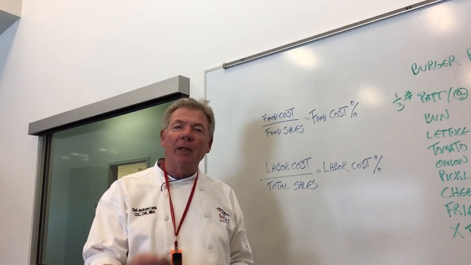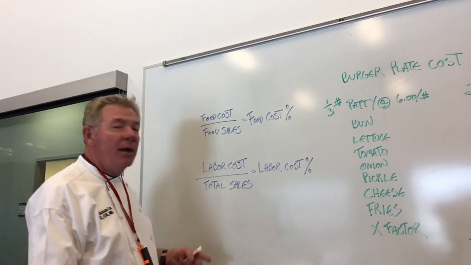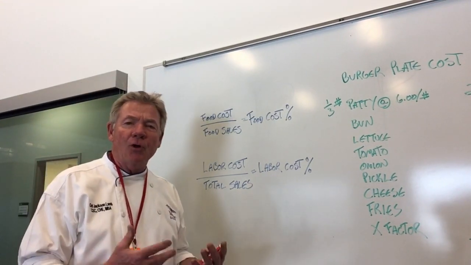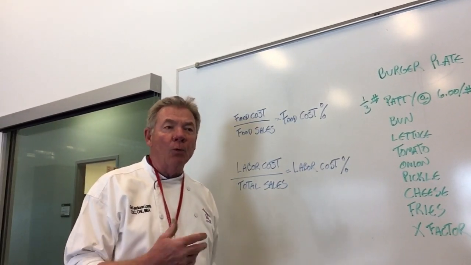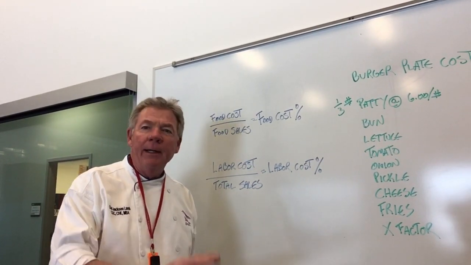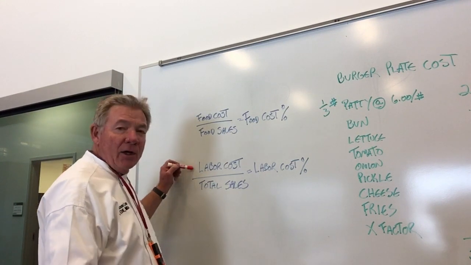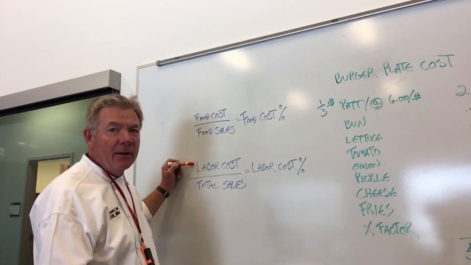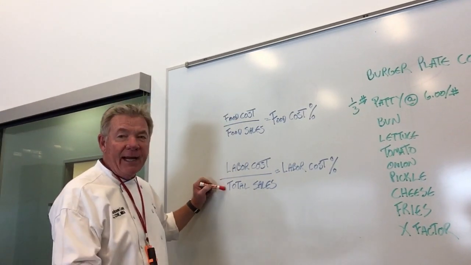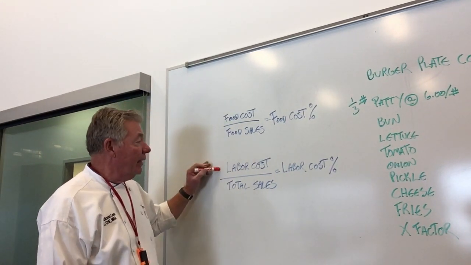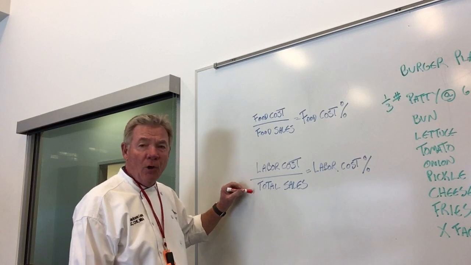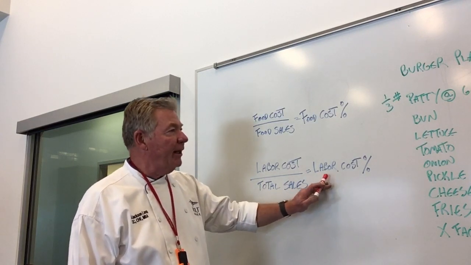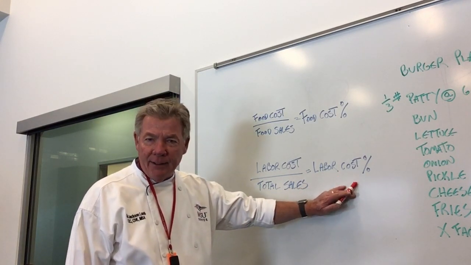Let's do the same formula, but let's add labor into it. If we want to figure out what our labor cost percentage is in a restaurant, in a retail store, anywhere, we would take our total labor cost dollars, how much we actually spent on labor, and what sales that generated. So labor cost compared to total sales gives us a labor cost percentage.